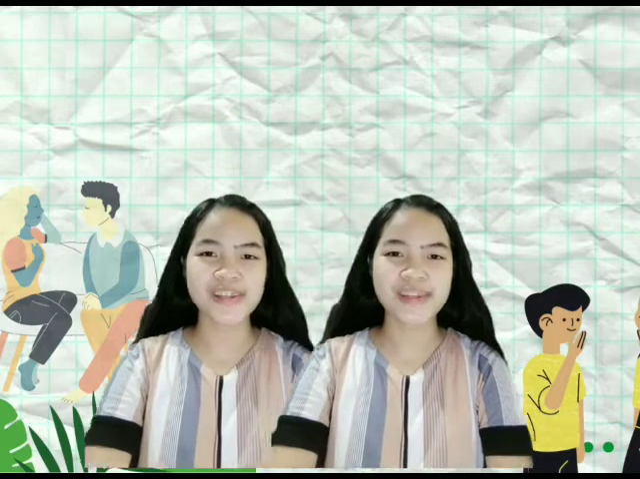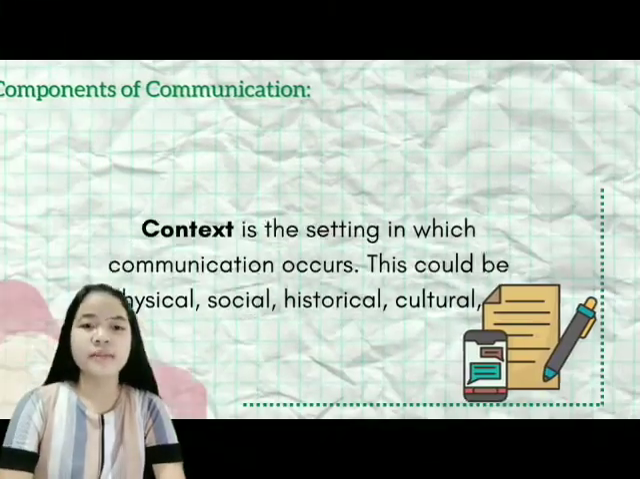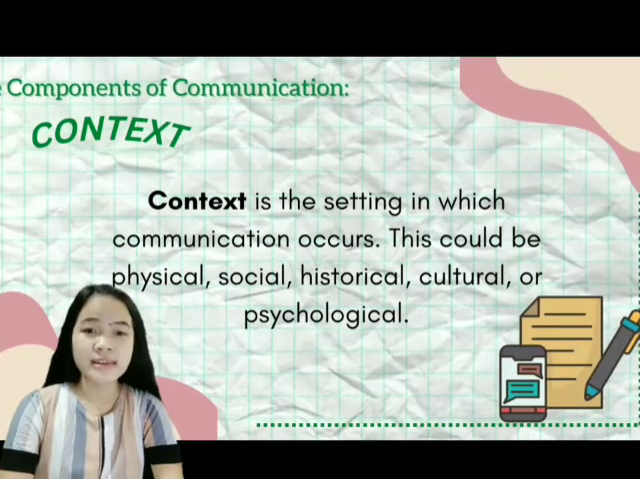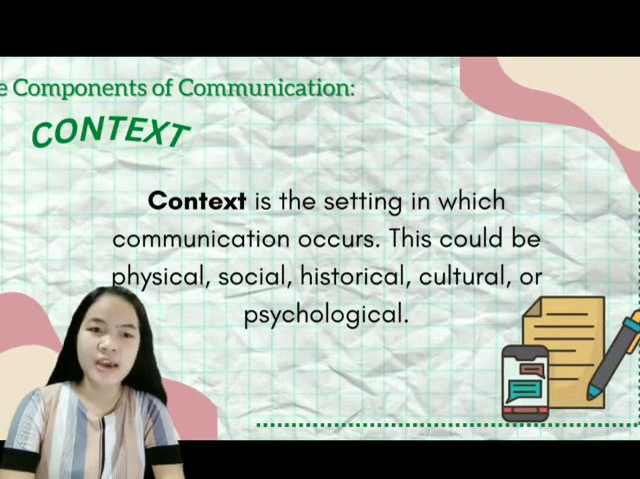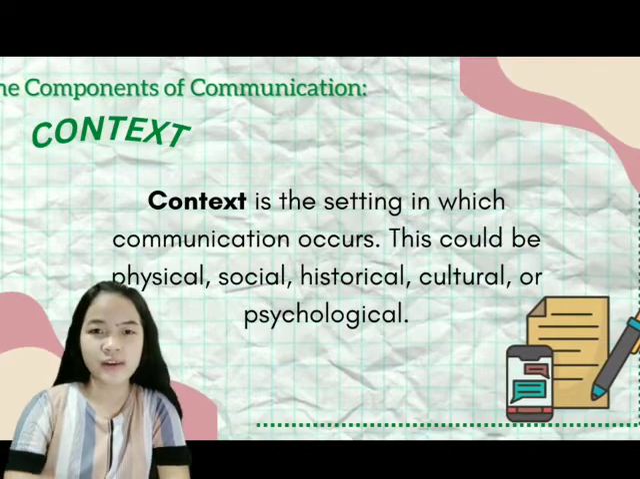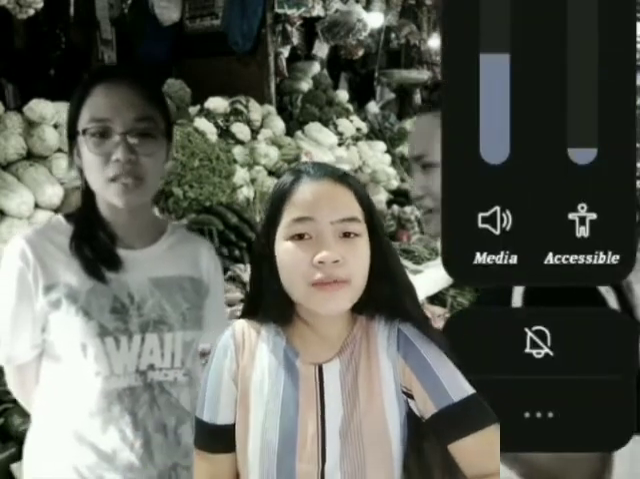For this mini roleplay, the components of communication were exhibited. The first component of communication is the context. Context is the setting in which the communication occurs. This could be physical, social, historical, cultural, or psychological. As for the context in the roleplay, the scenario occurs in the marketplace, where the present factors that affect the communication process were the warm temperature, the lighting, and the high level of noise, which refer to physical context.